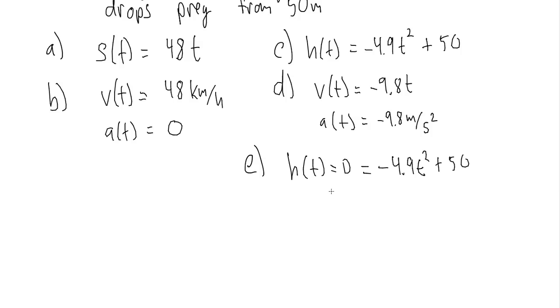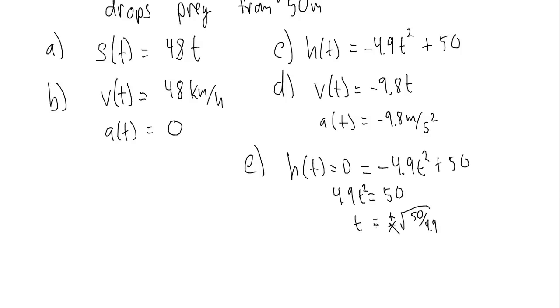In other words, 4.9 t squared has to equal 50, or t is plus or minus the square root of 50 over 4.9. Now I'm not going to include the negative one because that would involve going negative in time, and that's not the situation that we have here. The eagle is dropping the prey and it's going forward in time. We're not saying when it picked it up from the ground. So therefore I'm just taking the positive value.